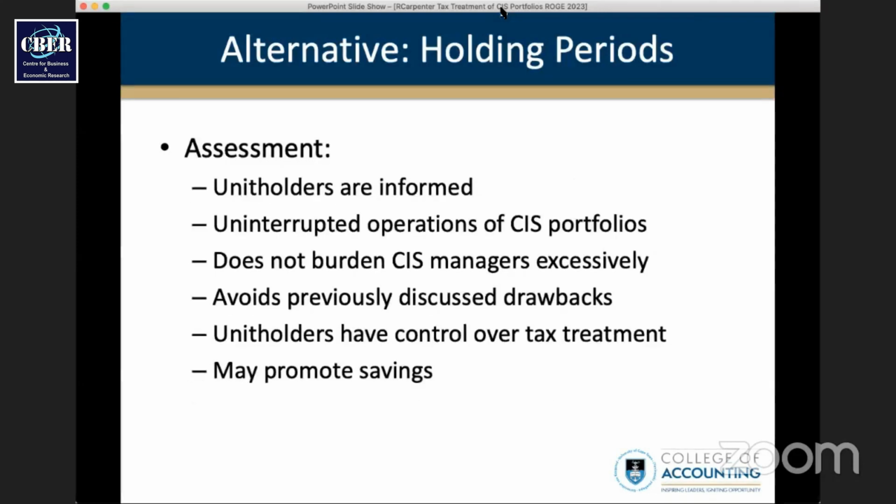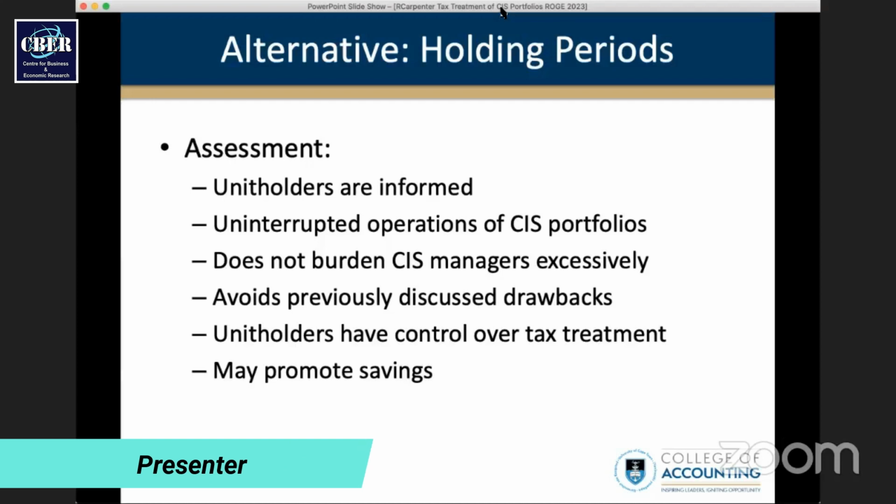So assessing this alternative, the unit holders would normally be informed of their obligations. The CIS portfolios have uninterrupted operations. Nothing will be adjusted from the CIS portfolio perspective. It doesn't burden the managers excessively. They just need to provide that information to the unit holders. It avoids the drawbacks that I've previously discussed, like the pressure on the managers to operate outside of the mandate, penalties for index funds, limitation on derivative instruments, etc. And the unit holders will have control over their tax treatment. And if they do have control over their tax treatment, then this may promote savings and discourage switching in the short term.